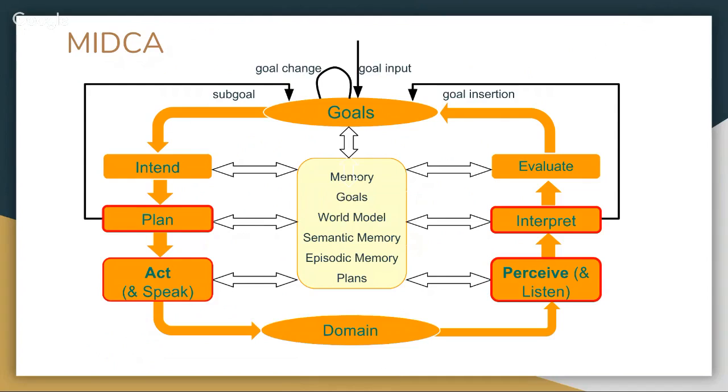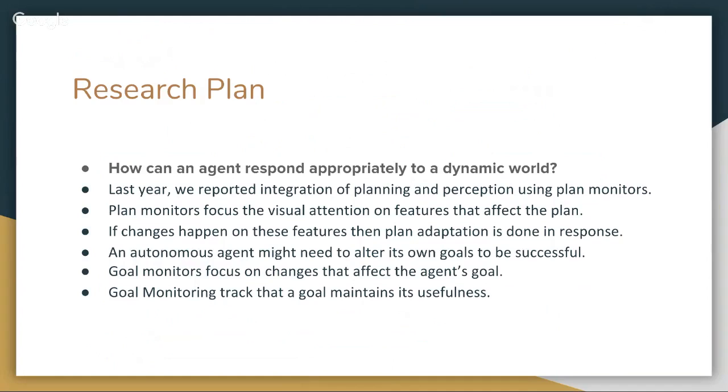And I will explain how interaction between these phases helps the agent to accomplish a task successfully in a world. My research plan focuses on how an agent can respond appropriately to a dynamic world. A dynamic world is when changes might happen as a result of other external events, and that can affect the agent's goal and tasks. Last year, we reported integration of planning and perception using plan monitors.